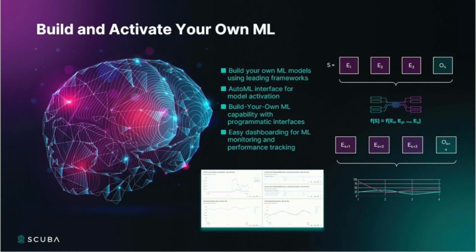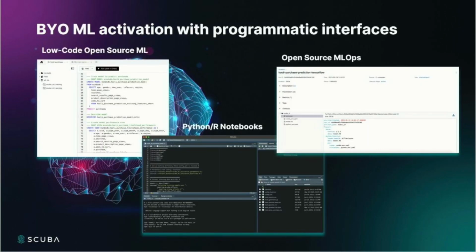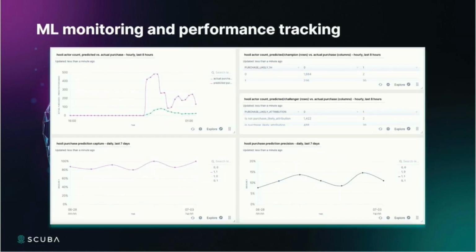So I'm going to use ML. And within the same experience, I can use low-code tools. I can use Python, R notebooks. I can bring my own advanced machine learning tools through open source MLOps tools and activate those models within the platform. I can then monitor the performance of those tools, recall, precision, volume of predictions, confusion matrices, to understand if that model would be effective when I put it into action.